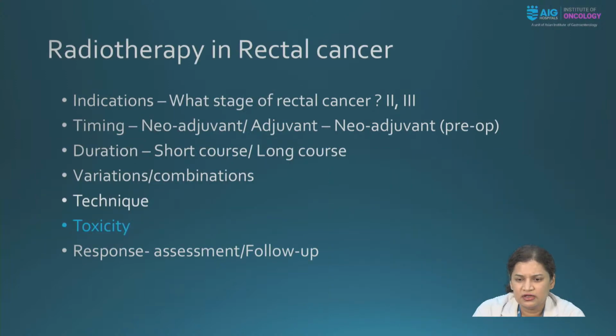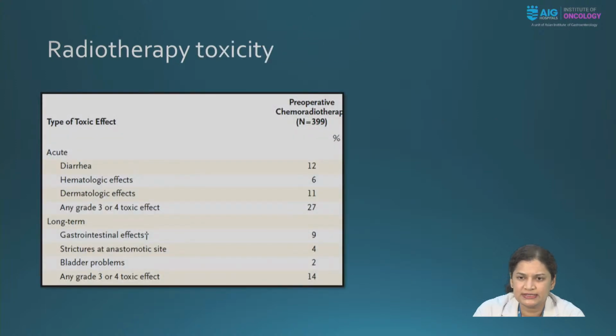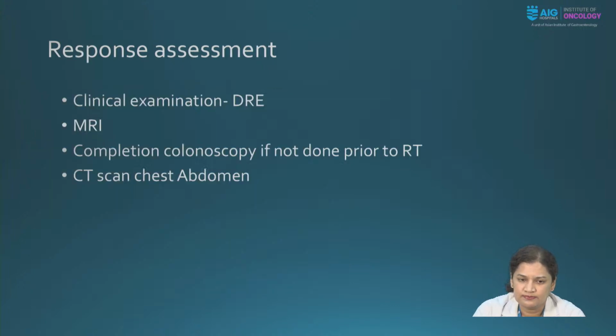Like every good thing, radiotherapy also comes with its problems and has side effects. The acute side effects include diarrhea, hematological effects when you add in chemotherapy, and dermatological effects. Long-term side effects include gastrointestinal problems such as adhesions, subacute intestinal obstruction, rarely strictures, and bladder and other genitourinary problems.